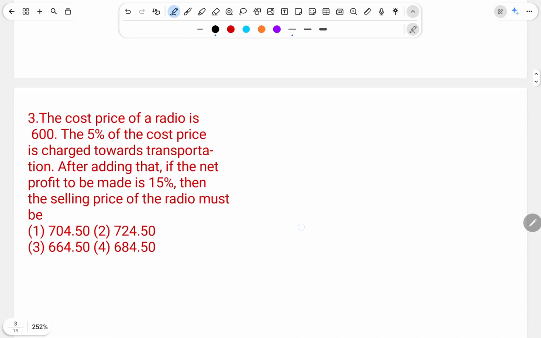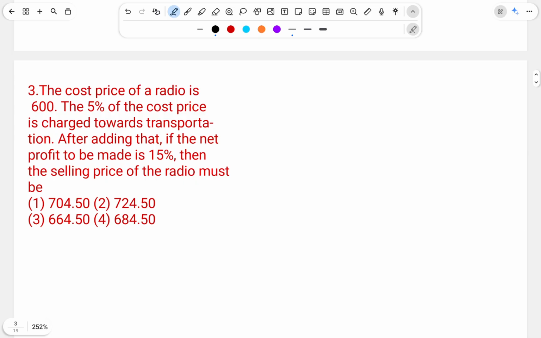Then next. The cost price of a radio is 600. 5% of the cost price is charged towards transportation. After adding that, if the net profit to be made is 15%, then the selling price of the radio must be... CP of the radio is 600 with 5% transportation. What is 10% of 600? 60. 5% will be 30. So this is CP, 630 is the CP.